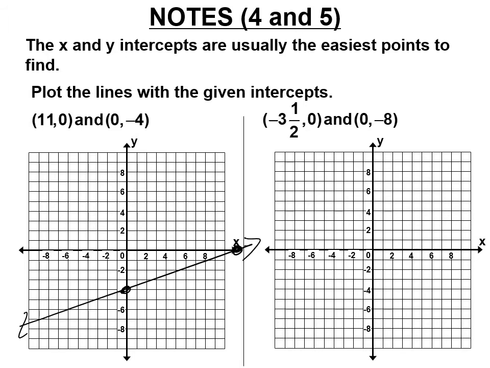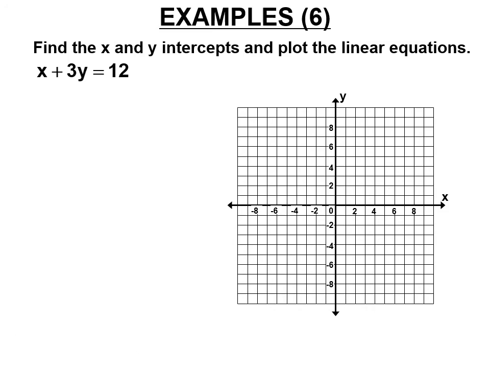Right? Can we plot negative 3.5, 0? Right, there's negative 3. Negative 3.5 is halfway between negative 3 and negative 4, right? Because it's another half past negative 3, negative 3.5. Okay, and 0, negative 8 is there. Those are the intercepts. And once you find them, you can plot the one and only line that goes between them. But you're using the intercepts because they have the easiest math to find. No other good reason.